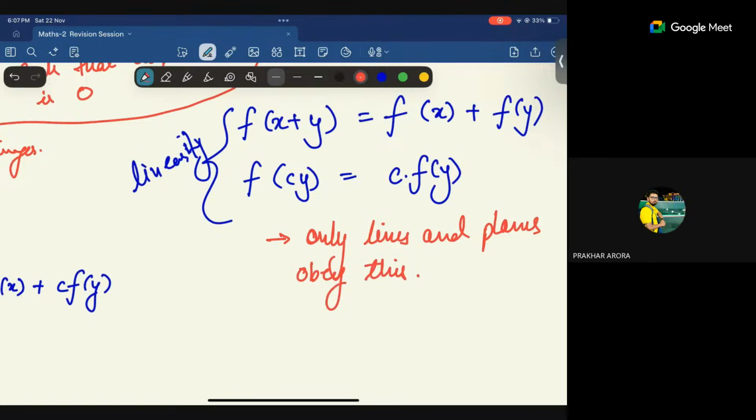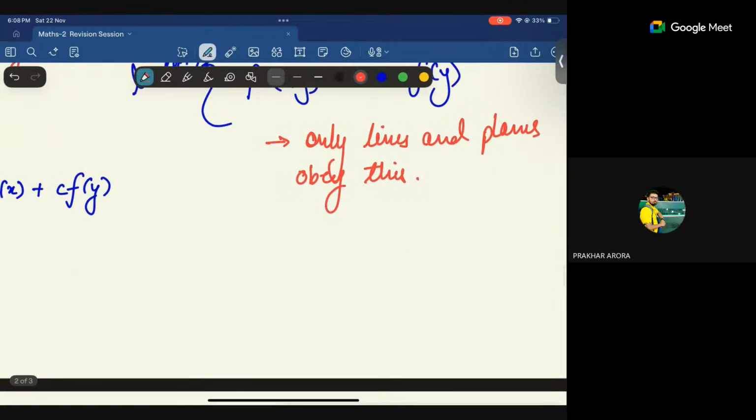Okay, and this is the reason why we call lines and planes linear. Somebody asked about hyperplane. See, this is the equation of a line: y equals mx plus c. And this is the equation of a plane: ax plus by plus cz equals d.